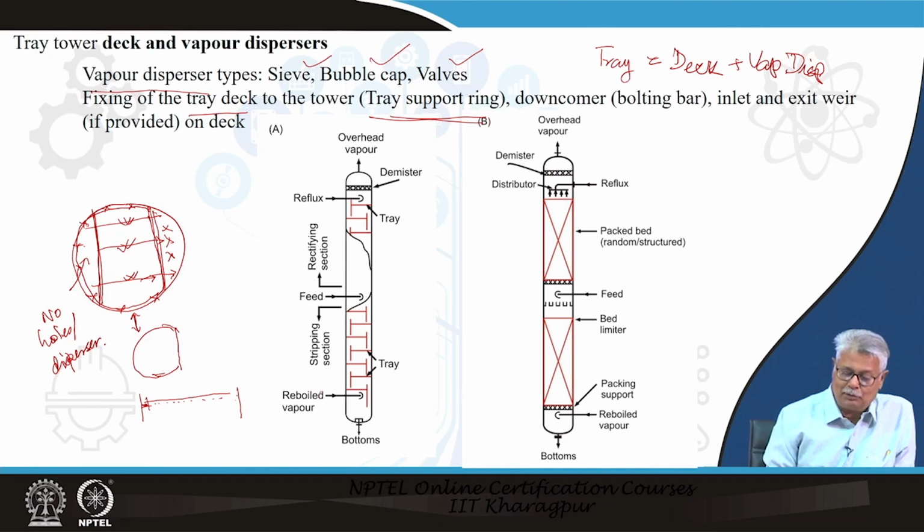Now, you understand one more thing here also. We look at the other arrangements which is there on tray towers, apart from the vapor dispersers. It does have to have a downcomer, it must have a downcomer.